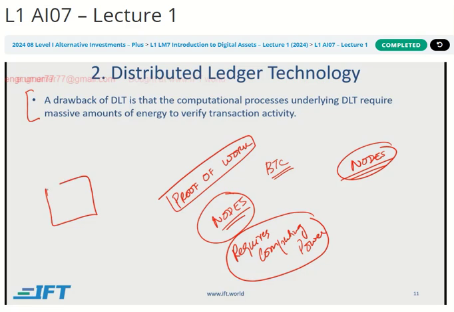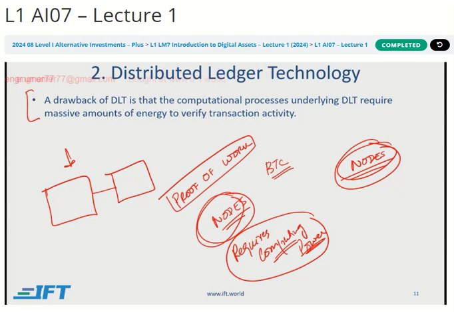So what's happening over here? There's a block, and then there's a next block, and this block is considered immutable, unchangeable. Why? Because all these nodes agree on it, right? And if somebody wants to tell them otherwise, they would need more computing power than them.